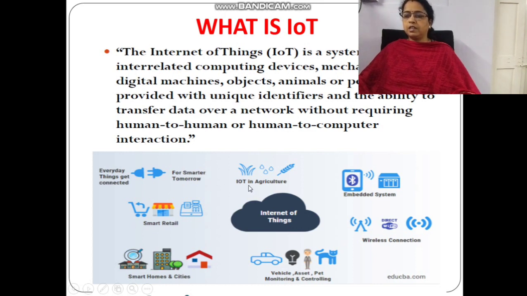So here you can see where all IoT is used. IoT is used in agriculture, in a smart home, for vehicular communication, for wireless connections, and all these devices are connected to the internet. They have a unique identifier and they connect to the internet and perform the operation without human help or human to human or human to computer interaction.